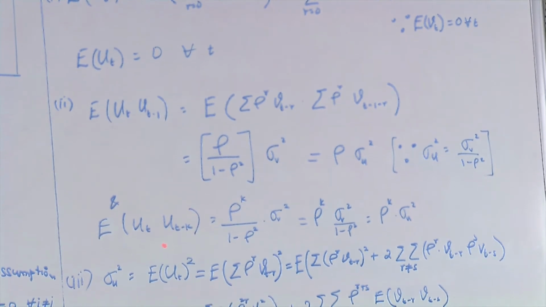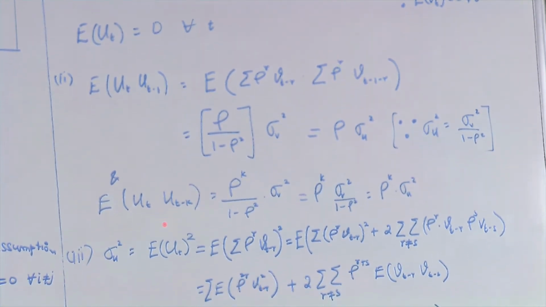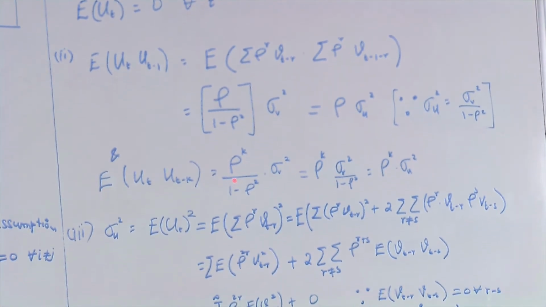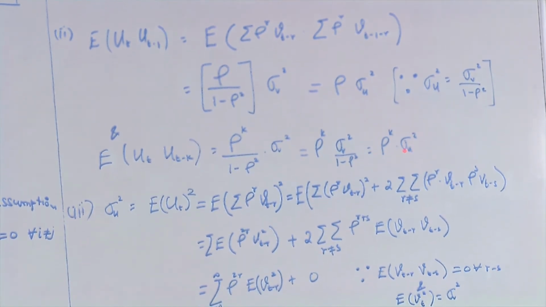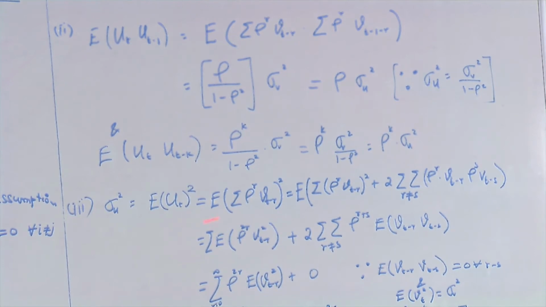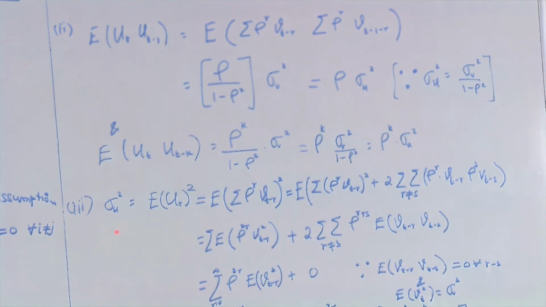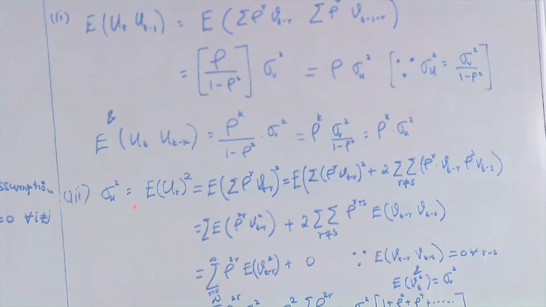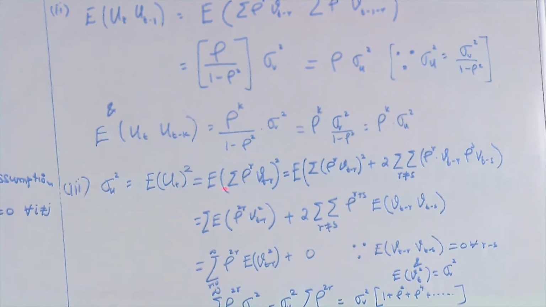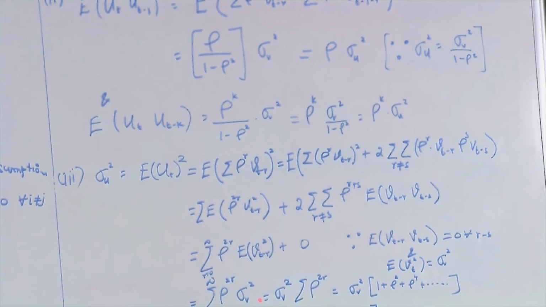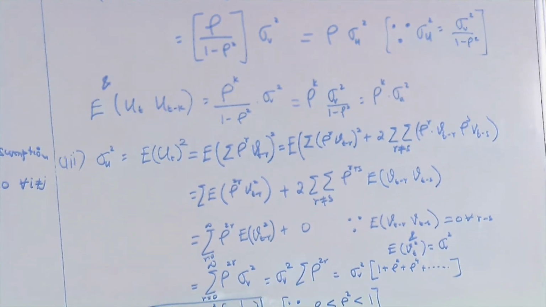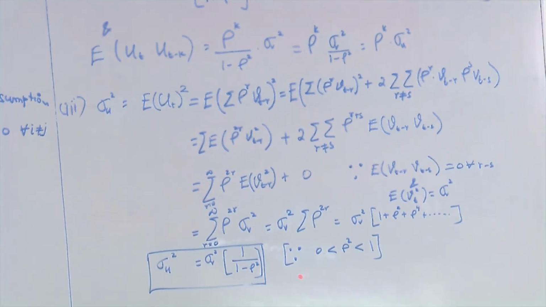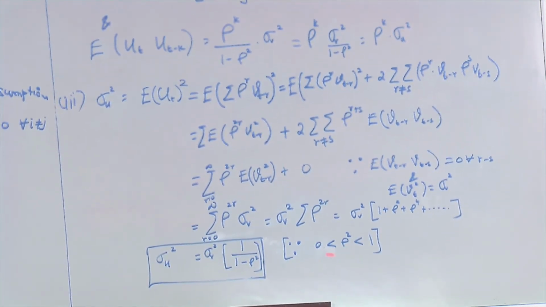In fact, this will help you to generalize the results. Now we can find the covariance between ut and ut minus k. That is equal to rho power k by 1 minus rho square sigma v square, which is otherwise written as rho power k into sigma u square. Right? Now I am going to derive the variance of u. That is sigma u square is equal to expectation of ut square. We get the derivation and we end up with sigma u square equal to sigma v square by 1 minus rho square, because in the derivation rho square is between 0 and 1.